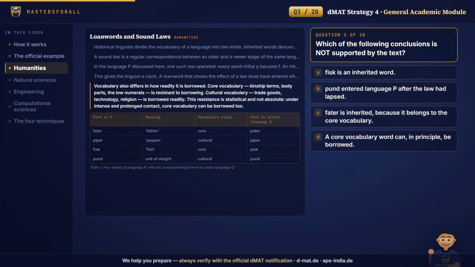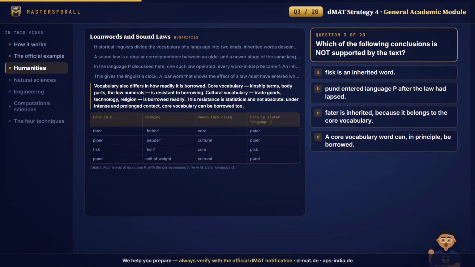Question 3, and this is the one to remember for the rest of your life. Which of the following conclusions is not supported by the text? Read all 4 carefully. This one rewards it. Three are supported and 1 is not. So read every option for its reason, not only its conclusion. A is supported. Fisk has F, where the sister language has Pisk. B is supported. Punt kept its P, and paragraph 4 dates an unaffected word to after the lapse. D is paragraph 5, almost word for word, which leaves C.